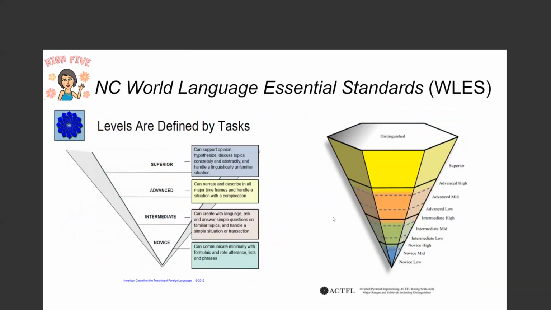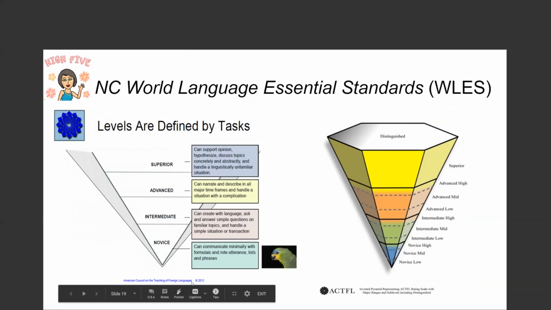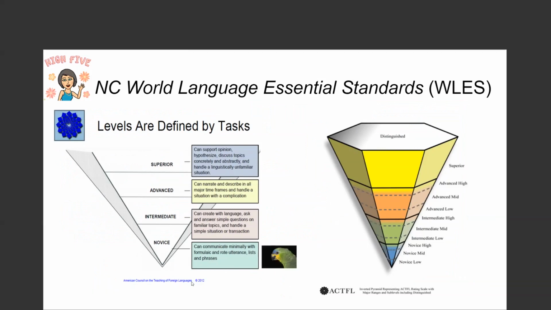And so to expand on those proficiency levels, we know that they are defined by tasks and by text type and the kind of things that students can do in the language. And so at the novice level, the parrot, we know that learners repeat a lot of memorized language. That's why they're a parrot. They do lots of repeating. They memorize chunks and they give those back to us.